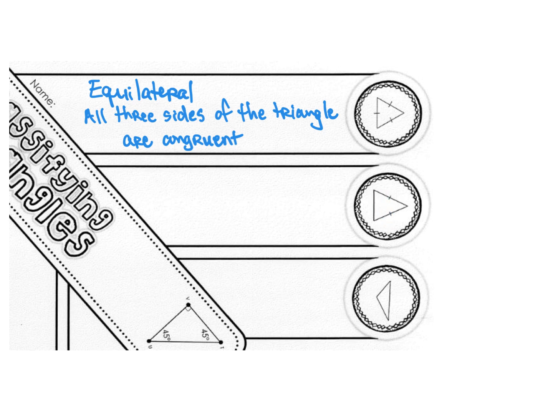Next one, notice how in our next triangle we have only two tick marks. So that means we have two sides that are congruent. So isosceles, I-S-O-S-C-E-L-E-S, isosceles. Then we have two sides of the triangle that are congruent.